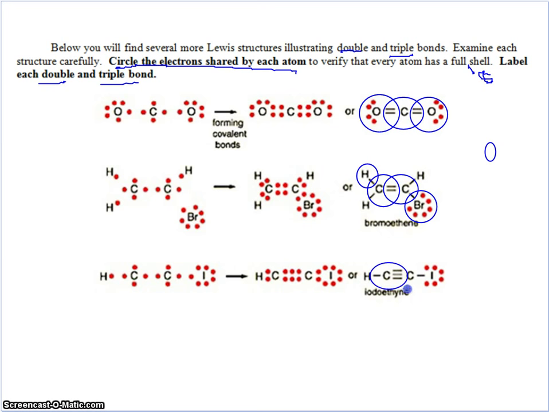Alright, how about this carbon? It has a total of 4 bonds. That's 4 times 2 is 8. Same with this carbon. And the iodine has 2, 4, 6, 8. Okay, so that works. So then it says label each double and triple bond. So here's a double, here's a double, here's a double, here's a triple. That's all of them, right?